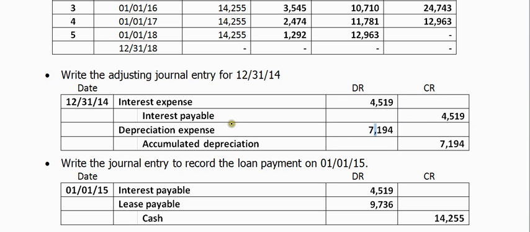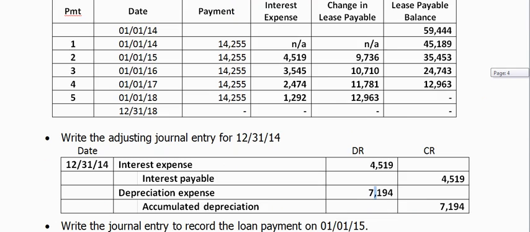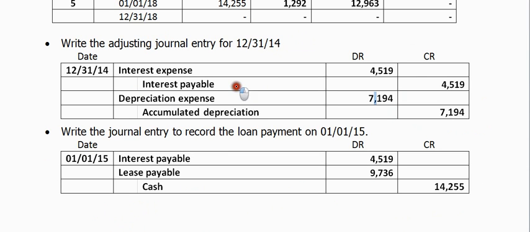Let's check out what this is. So it should have been $59,444. Now we're not going to depreciate over the useful life, but instead we're going to depreciate it over the lease term.